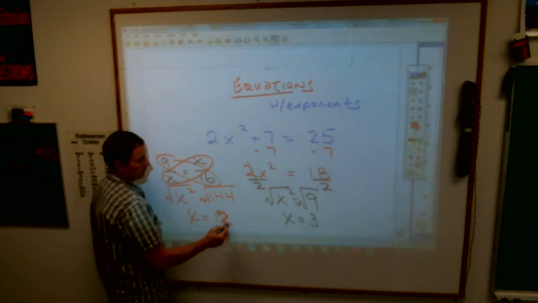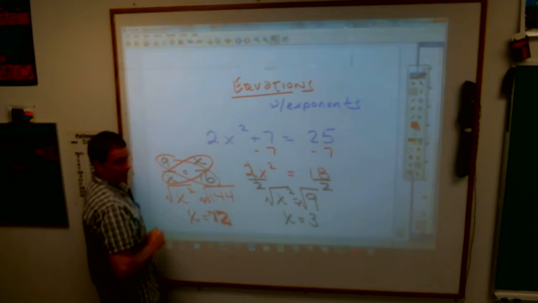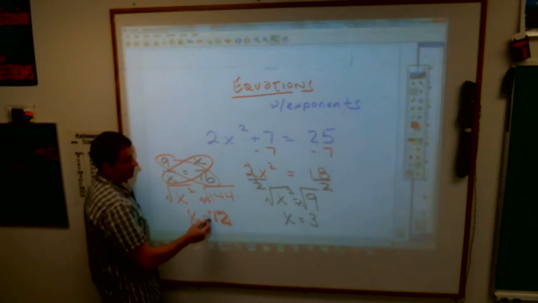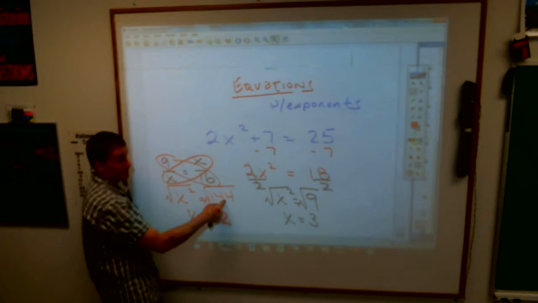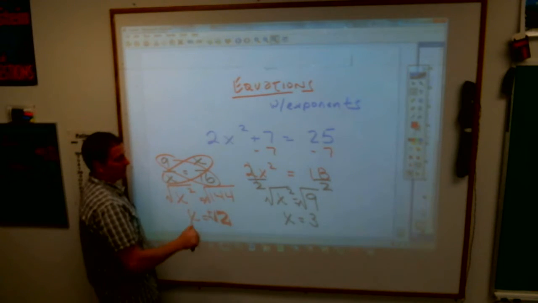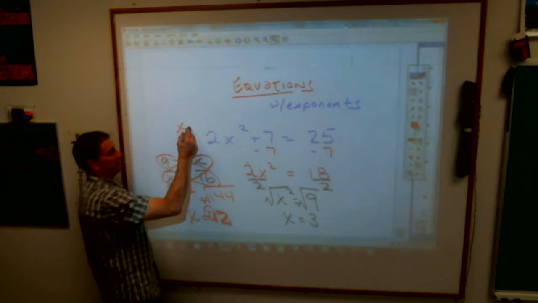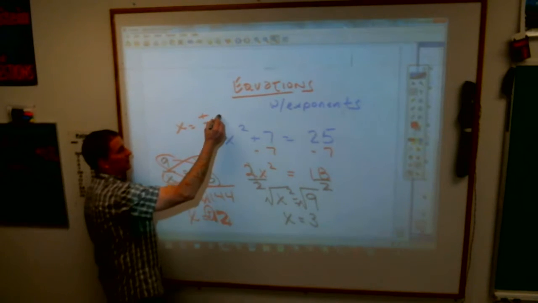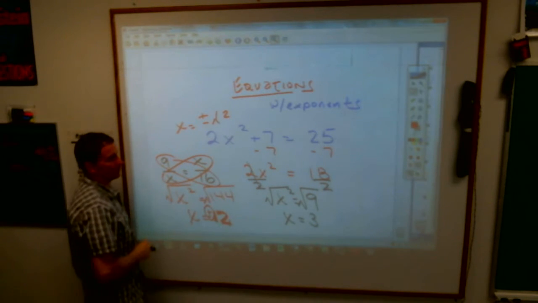Technically, the square root of 144 is not just a positive 12, but it is also a negative 12. Because a negative 12 times a negative 12 also gives you positive 144. A positive 12 times positive 12 gives you that. We call this a plus or minus sign. So if I read the answer, I will say x equals plus or minus 12. Because one time you could use positive 12 as your answer, you could use negative 12 as your answer.